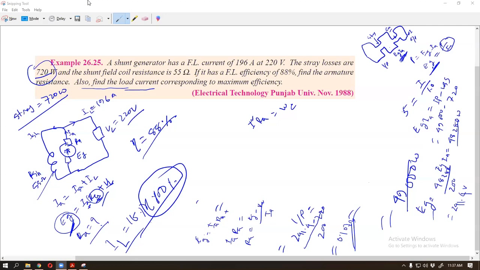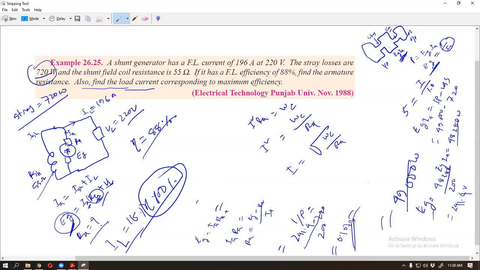So now, I square is equal to WC by RA, and I is equal to root over WC by RA. Okay, this I means this is the load current. Now WC means constant value.